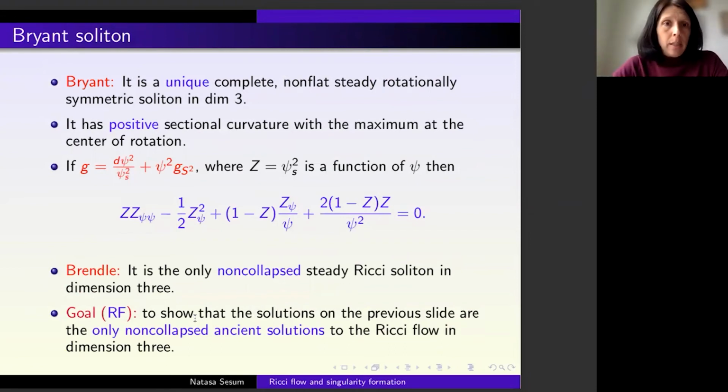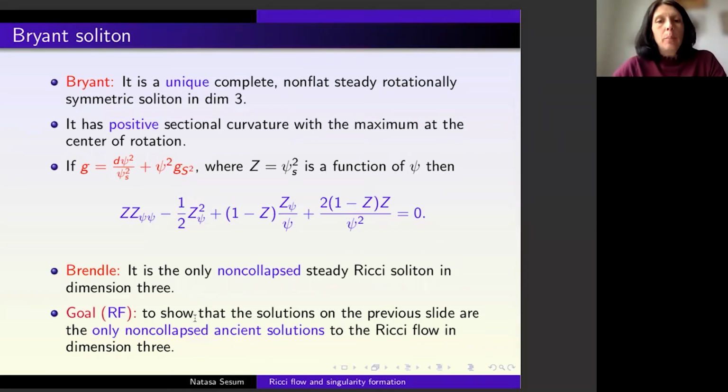The Bryant soliton was constructed by Robert Bryant, and he proved that it's the unique, complete, non-flat, steady, rotationally symmetric soliton in 3D. We know it has positive sectional curvature. The maximum is at the center of rotation. And since it's rotationally symmetric, if I choose this parametrization to write the metric, I can get this PDE for Z, which describes the Bryant soliton.